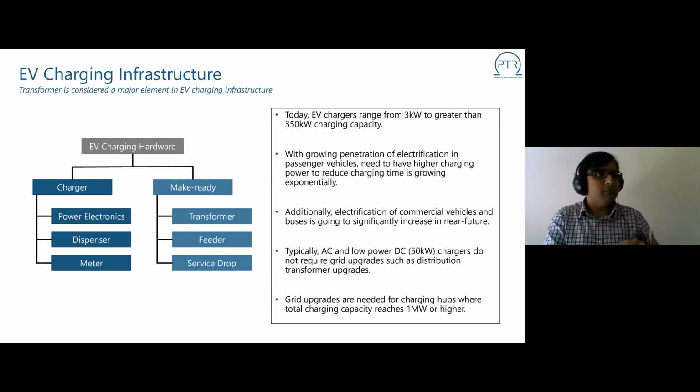So upgrades on the back end are definitely required. And as we see, the transformer is one of the major components which gets affected by the number of chargers installed in a single place. Grid upgrades would be required for some of the charging hubs. This is where the high power charging infrastructure for electric trucks comes in.